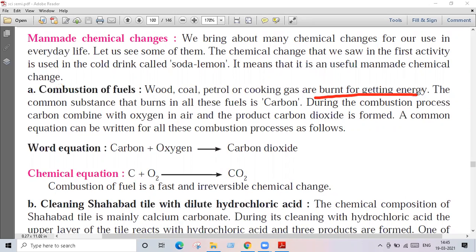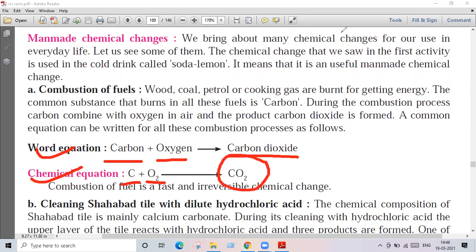So they are burned for getting energy, and this energy is used for the preparation of food or milk. The common substance that burns in all is carbon. So when carbon is in the presence of oxygen, it forms carbon dioxide. So this is a word equation and it is a chemical equation. Carbon is C, oxygen is O2, and it forms carbon dioxide, that is CO2.